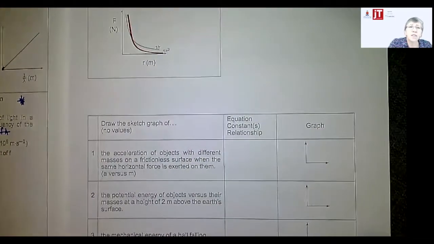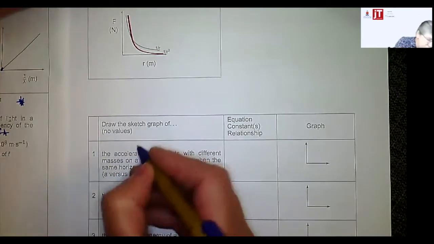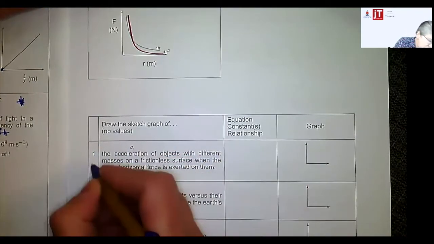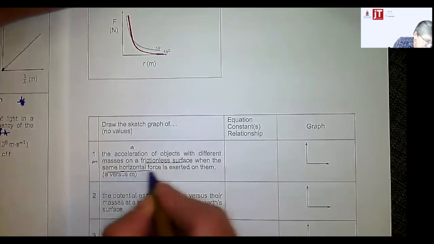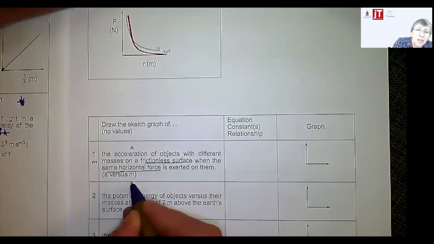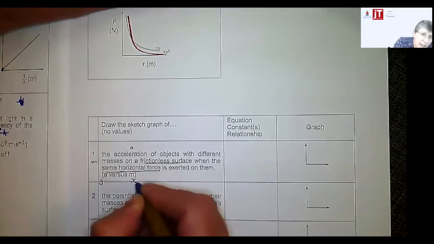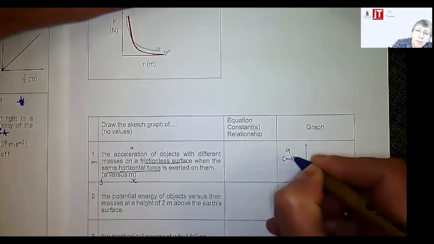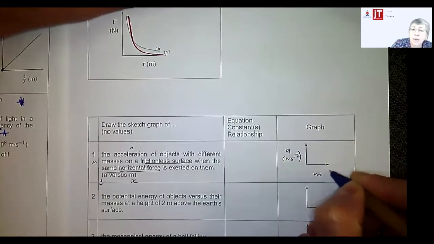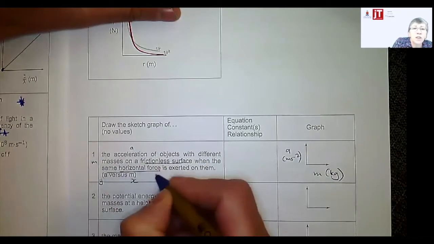Right, so how am I going to use this? Well, if they ask you to draw a sketch graph of the acceleration of an object versus different masses on a frictionless surface with the same horizontal force, and they want an a versus m graph. Now, it's always y-axis versus x-axis. So here you will have a in meters per second squared versus mass in kilograms. Right. Equation, well, they're talking about force.